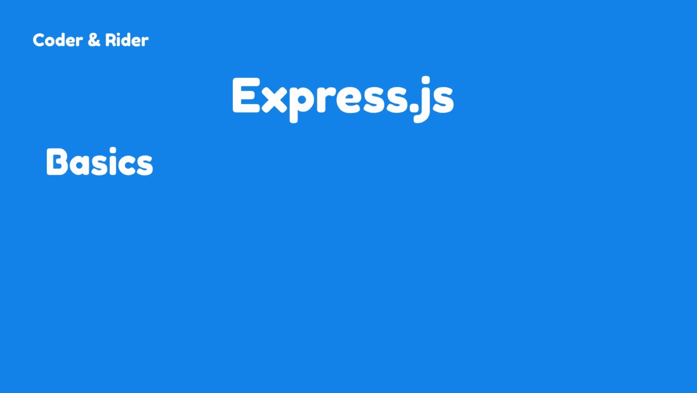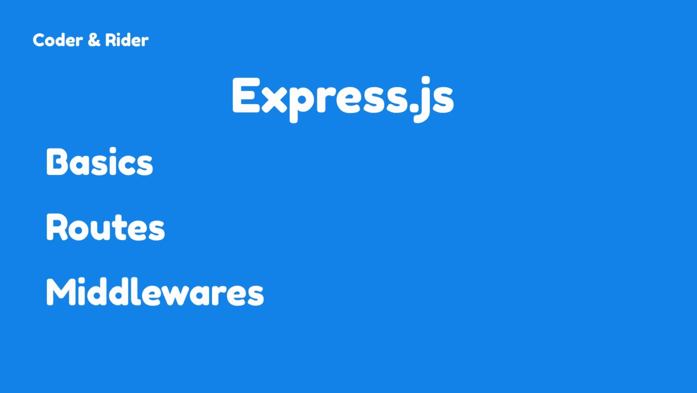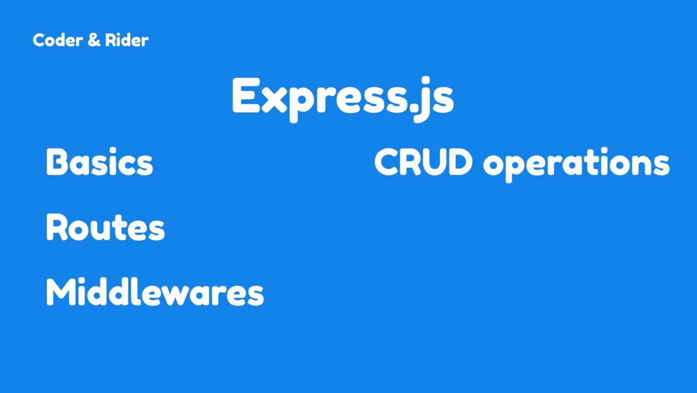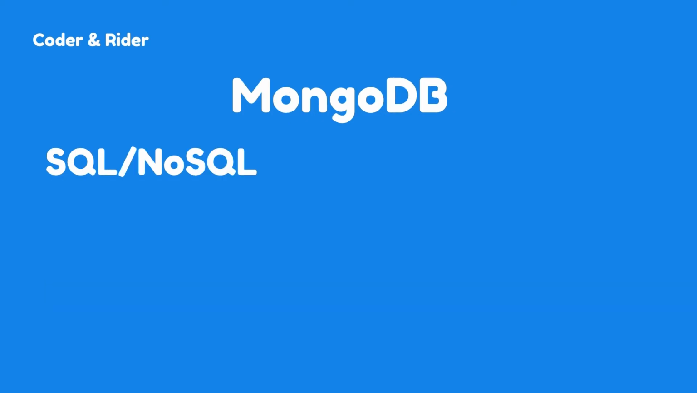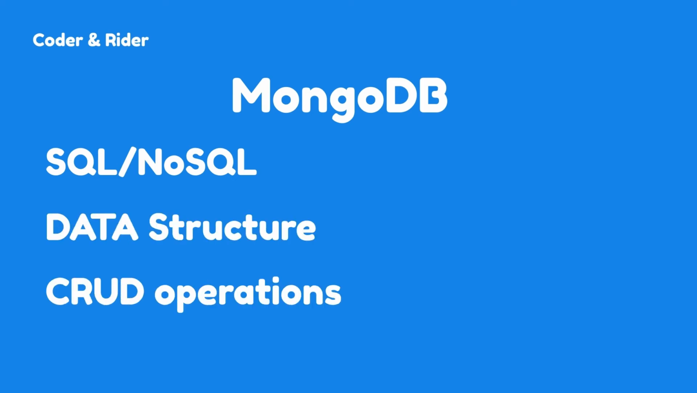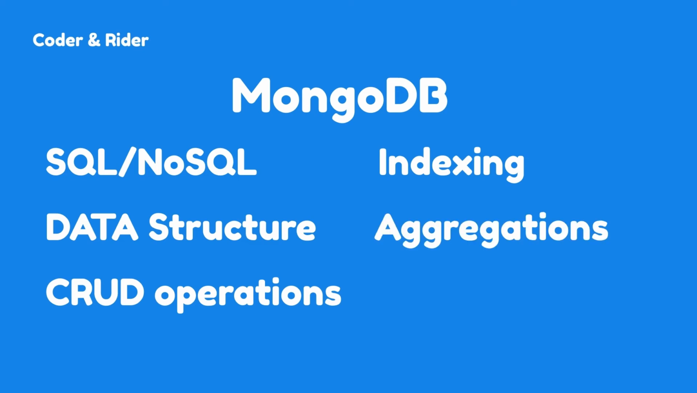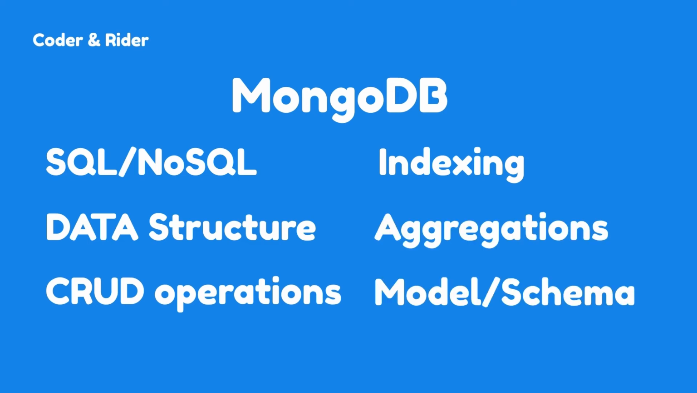In Express, you need to learn first the basics, routes, middleware, CRUD operations, error handling, authentication. In MongoDB, you need to learn the difference between SQL and non-SQL, data structure, CRUD operations, indexing, aggregation, model and schema.